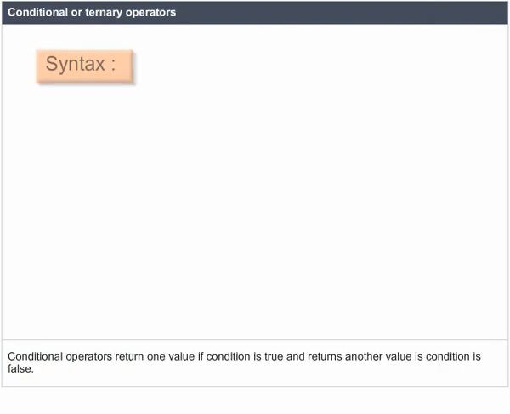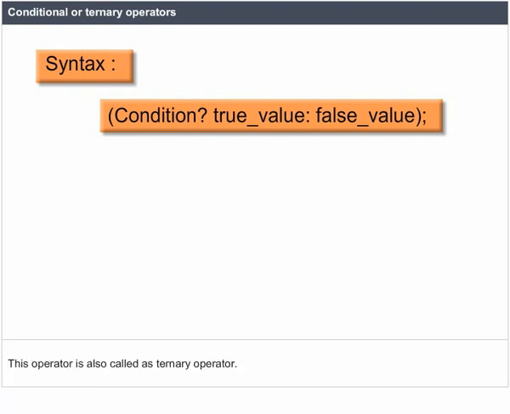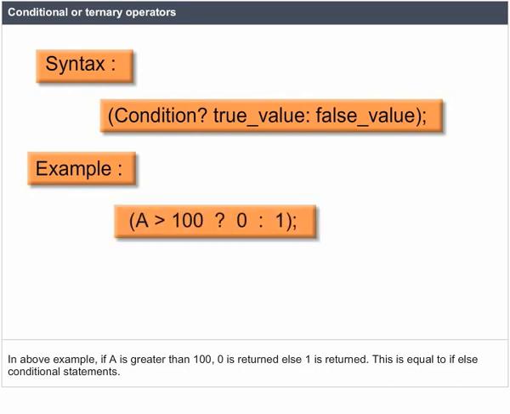Conditional or ternary operators. Conditional operators return one value if the condition is true and return another value if the condition is false. This operator is also called the ternary operator. In the above example, if a is greater than 100, 0 is returned, else 1 is returned. This is equal to if-else conditional statements.